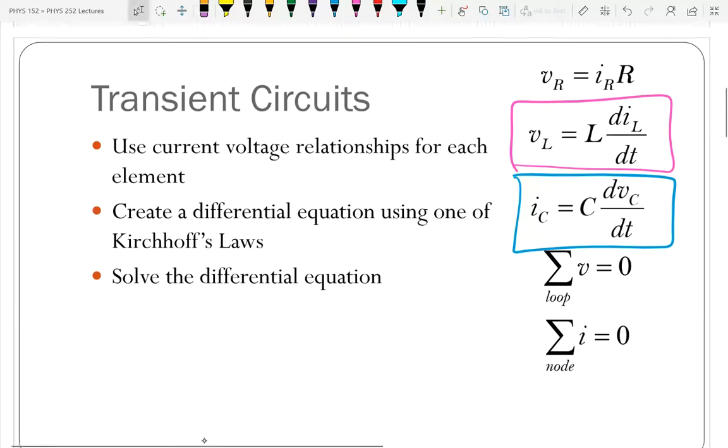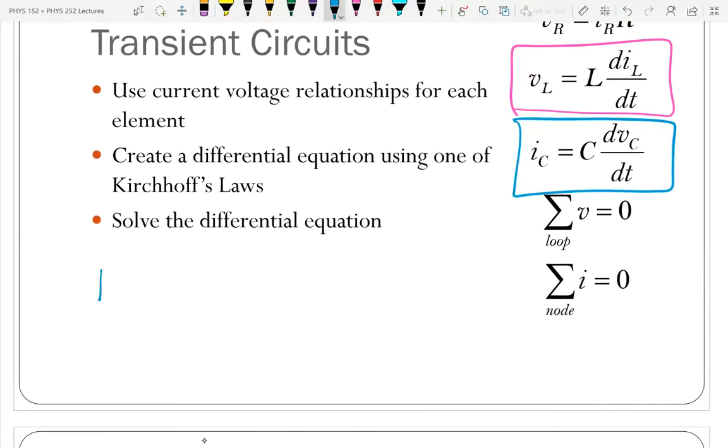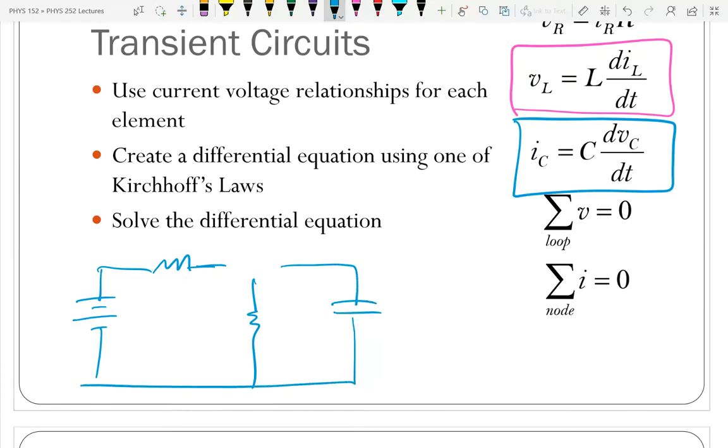So for instance, say you're looking at a circuit that has a switch that has been in this position for a long time, and then at time equals 0, it switches down to the second position. So this side here stays fixed, and it's going to move from there to there. So if you're analyzing that circuit, you have to draw your circuit and then say what's happening.